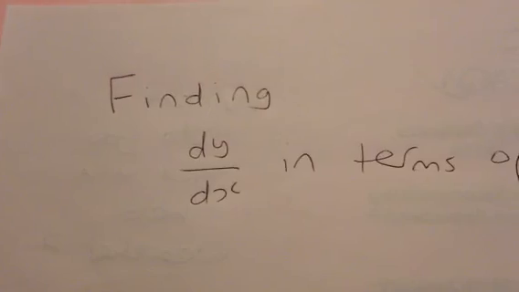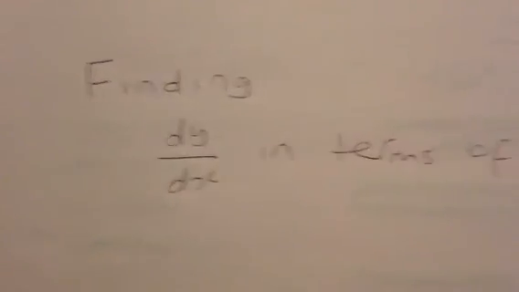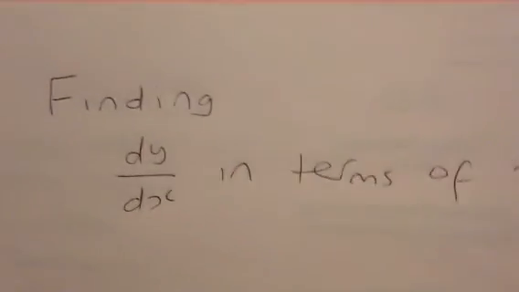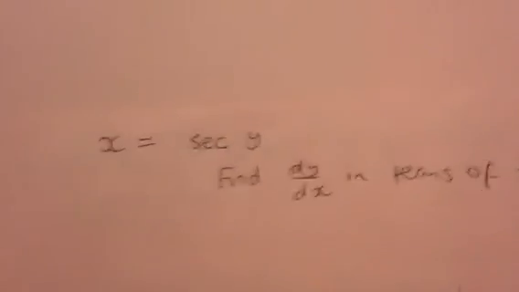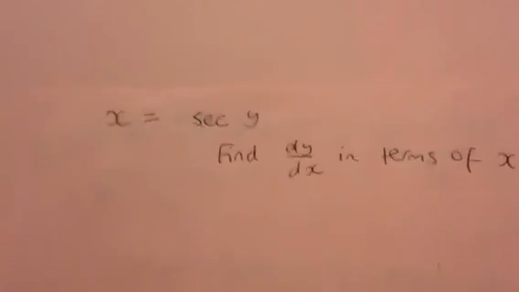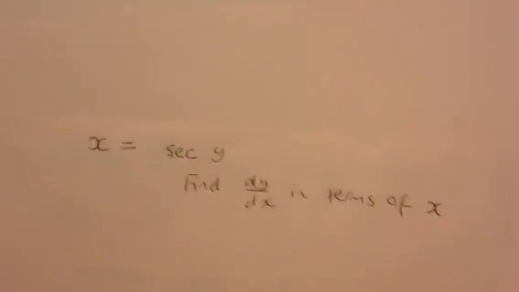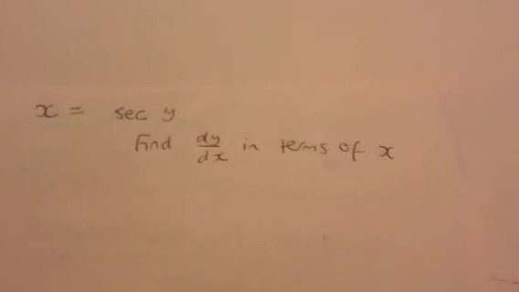So, this is a really hard topic actually, finding dy over dx in terms of x. So I'm going to start off with an easier one of this hard topic, and it's really badly done, but it's trendy, I like it at the minute. So x equals sec y, find dy over dx in terms of x. So we're going to differentiate first, because it's to do with differentiation obviously.